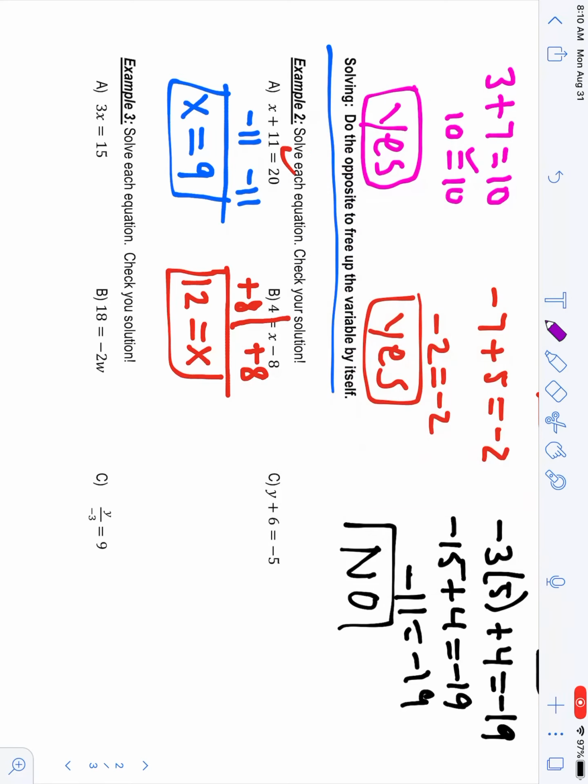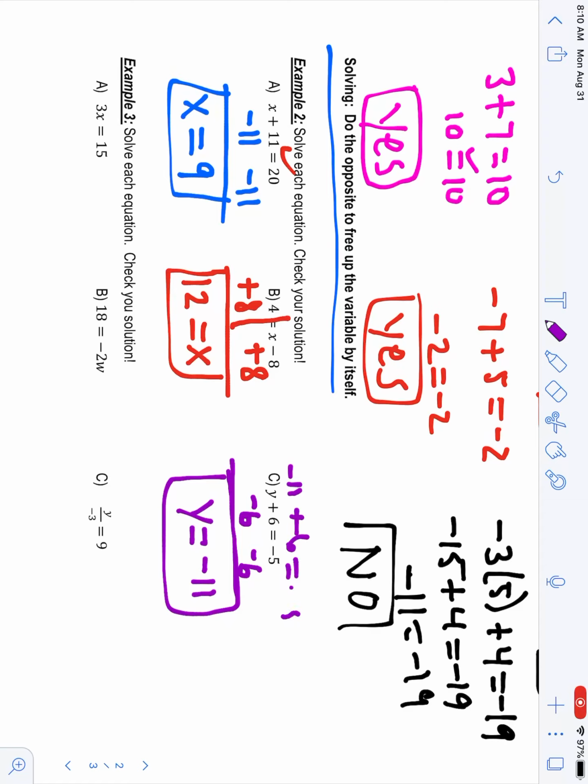Letter C. I have y plus 6 equals negative 5. So this time I have a positive 6. To move it, I need to do the opposite. So I'm going to do minus 6 on both sides of my equal sign. The 6s cancel on the left, so I have y equals negative 5 minus 6, which is negative 11. And remember, on a quiz or a test, we can go back and plug it in: negative 11 plus 6 equals negative 5. Check, it works.